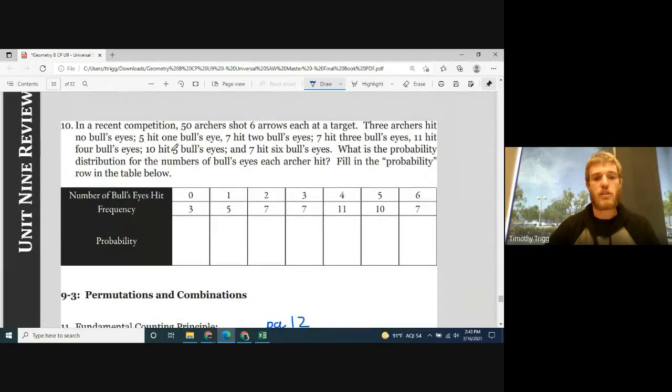In a recent competition, 50 archers shot 6 arrows each at a target. 3 archers hit no bullseye. 5 archers hit 1 bullseye, and so on. What is the probability distribution for the numbers of bullseyes each archer hit? Fill in the probability row in the table below. I don't know why it says no.